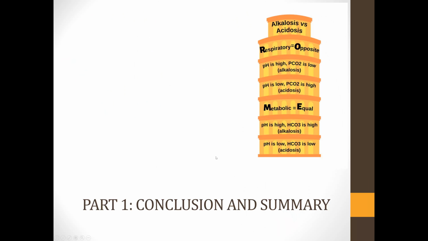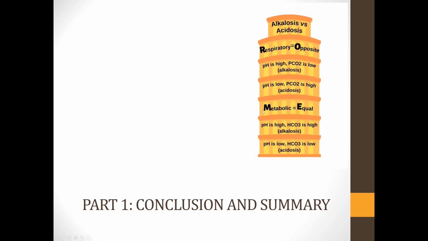And so now we'll wrap up part 1 with a conclusion and a summary. This little Colosseum picture is to help you remember the mnemonic ROME. When you have a respiratory condition, the pH and carbon dioxide will be opposite. So pH would be high and CO2 would be low with alkalosis. pH would be low and CO2 would be high with acidosis. So that's respiratory alkalosis and respiratory acidosis.